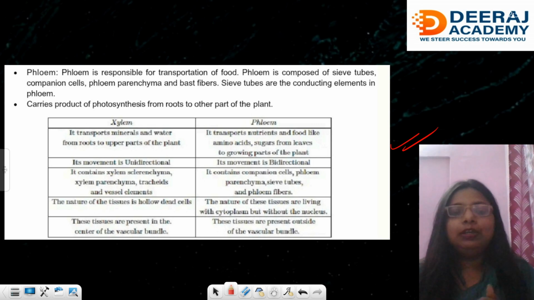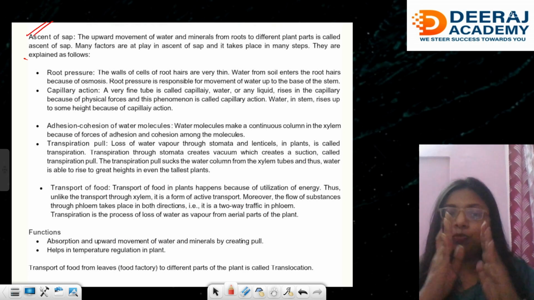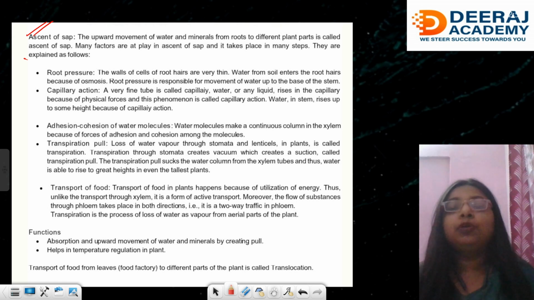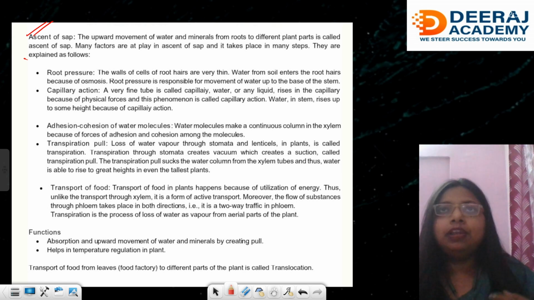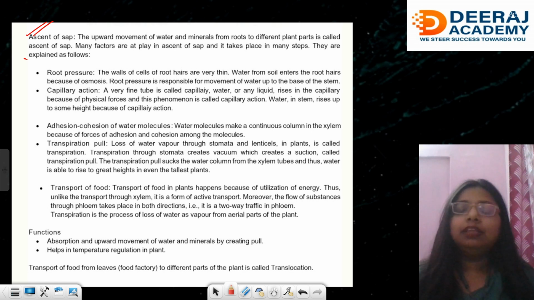So let me tell you about the xylem and phloem. All these differences are very important from the examination point of view. And what about the ascent of sap? It is the upward movement of water and minerals from the root to the different parts of the plant, and it is called ascent of sap. It is nothing different from the transpirational pull. What is root pressure? It happens whenever you give so much water to the plant, and it can be seen very early in the morning and very late at night, because of the excess water.